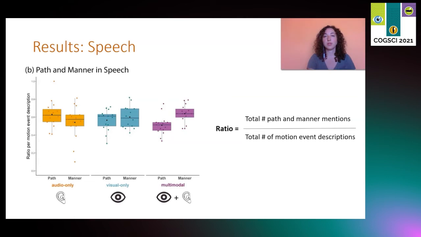Participants in the audio-only condition actually had a tendency to produce more path than manner, and they produced more path information in their speech compared to participants in the multimodal condition, but not compared to participants in the visual-only condition.